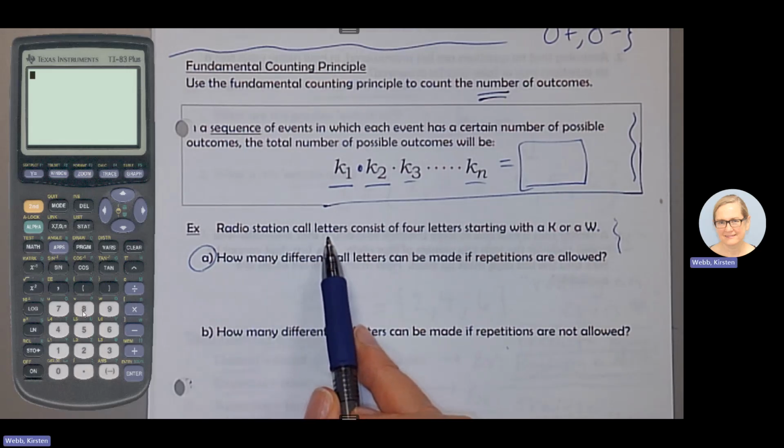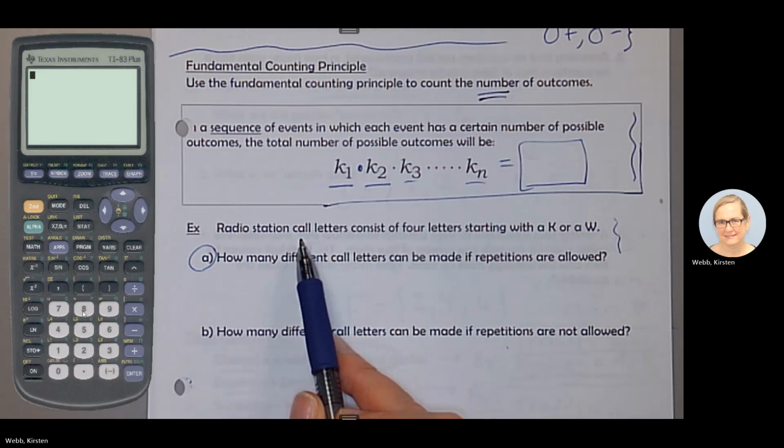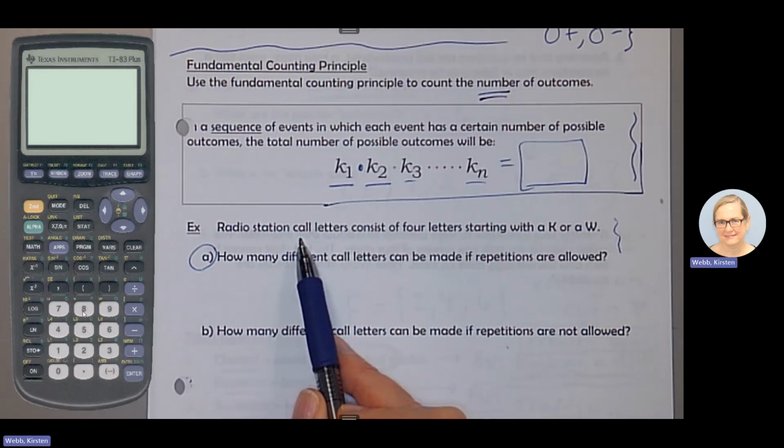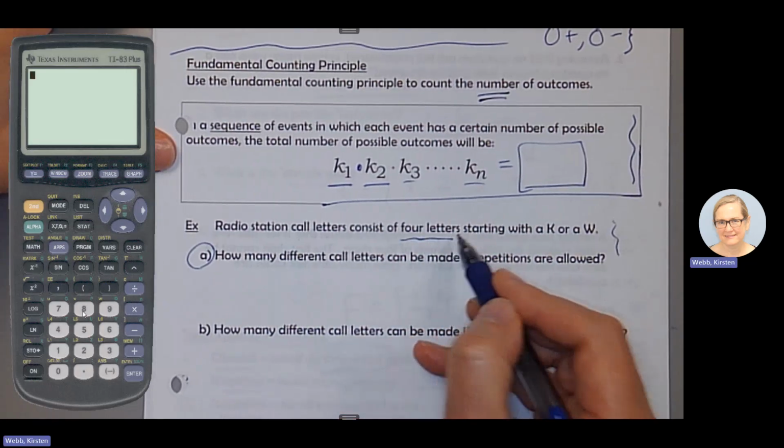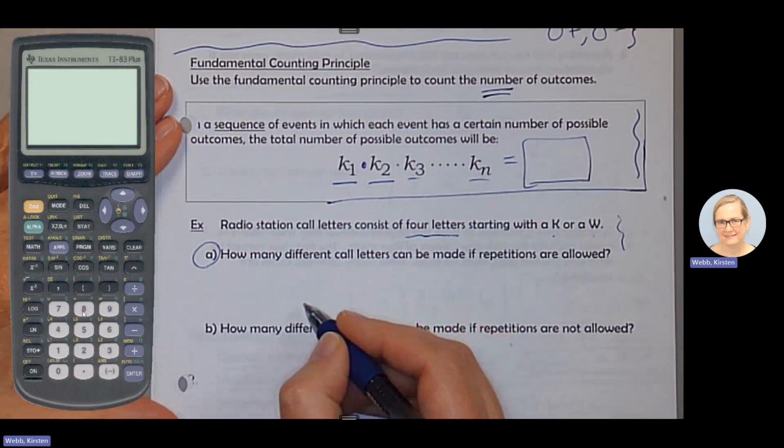Radio station call letters. That's just like the name of the station, sort of. What do we have around here? KMOX, is that a radio station? Usually 4 letters starting with a K or a W.